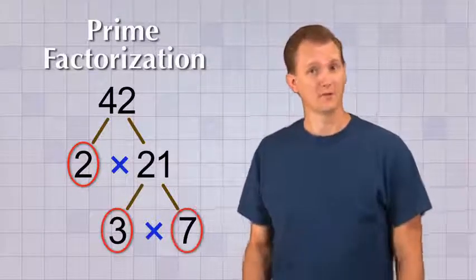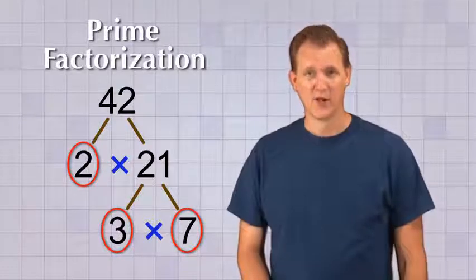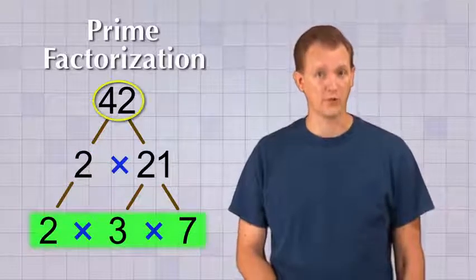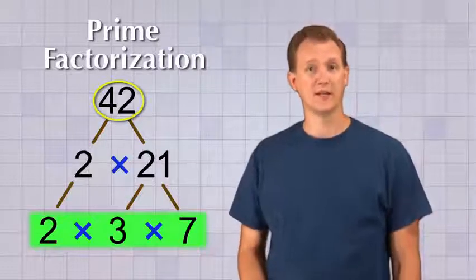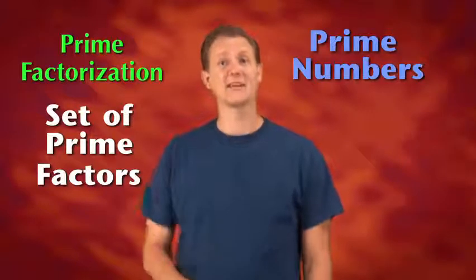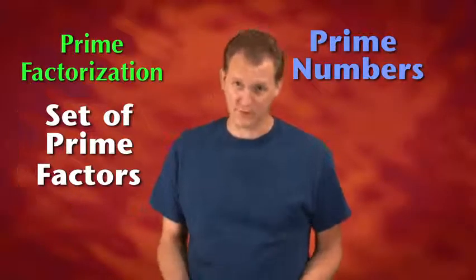Well, they're both prime, so that means that we're done factoring. We bring down the 2 from the first step, and we can see that the prime factorization of 42 is 2 times 3 times 7. All right, now you know what prime numbers are, and you know how to use prime factorization to find the set of prime factors that a composite number is made of. And that set of numbers is also called its prime factorization, just to confuse you.